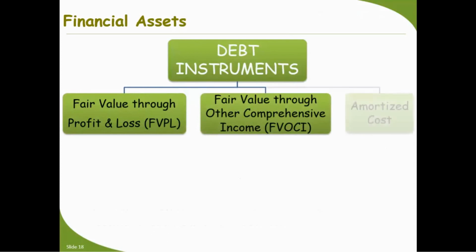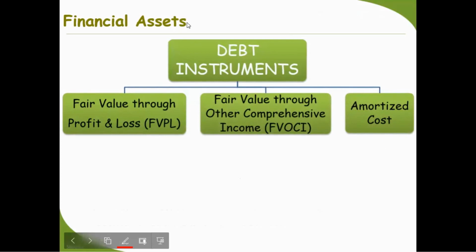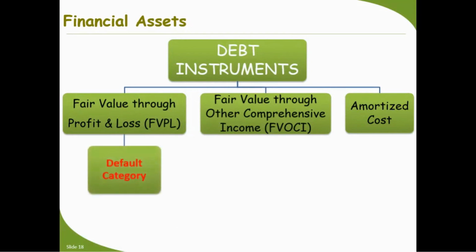Then we have another category, which is investment in debt instruments. Over there, we have three possibilities. If we have a financial asset which is an investment in another entity's debt instruments, then we have fair value through P&L, fair value through OCI, and amortized cost. For equity instruments, we have only two classifications, but here we have three. Again, the default category is fair value through profit and loss. The adoption of the other two categories will depend upon a model we will discuss later on.